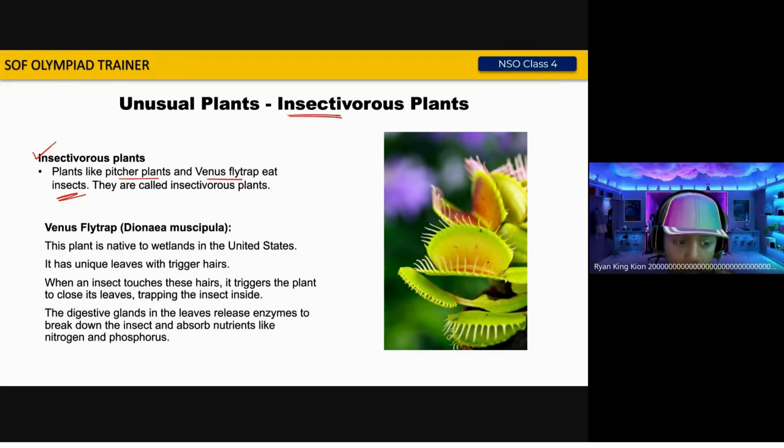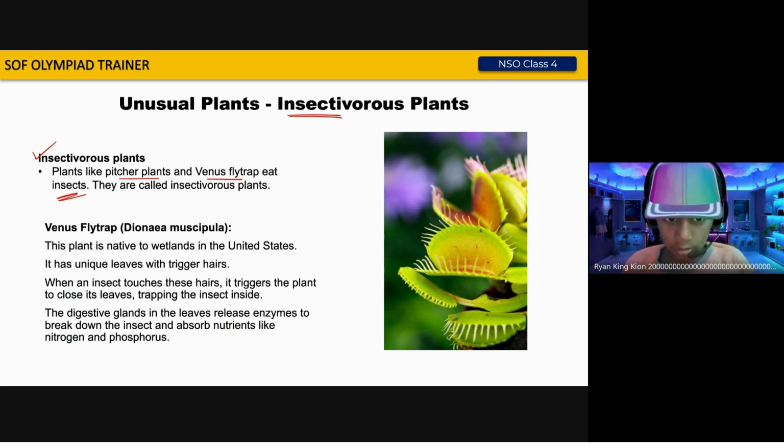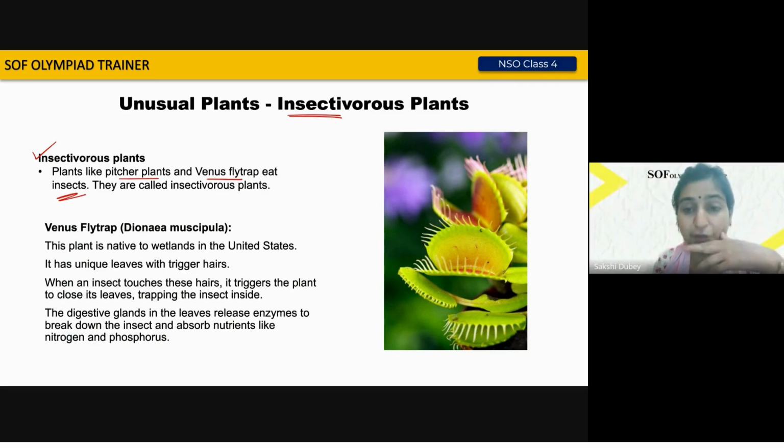Ma'am, insectivorous plants are also known as carnivorous plants. Yes, that is another term for insectivorous. Insectivorous plants are carnivorous plants.